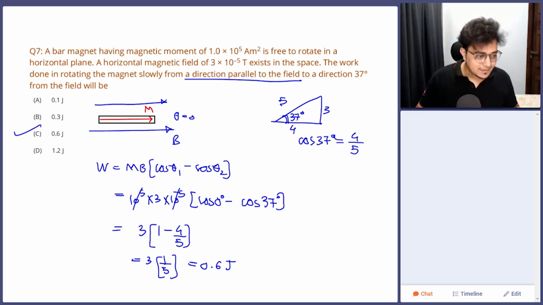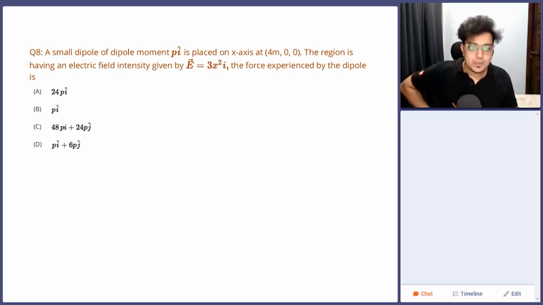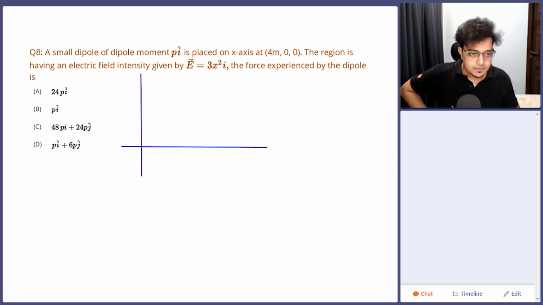Okay, let's go. Next question. A small dipole with dipole moment P i cap is placed on x-axis at 4 meters, 0, 0. The region is having uniform electric field with the intensity equal to 3x square i cap. Force experienced by the dipole is. So first let's draw x-axis. This is y-axis. And in this region, there exists an electric field. There exists an electric field in this region. And the electric field vector is given to you, which is 3x square i cap.